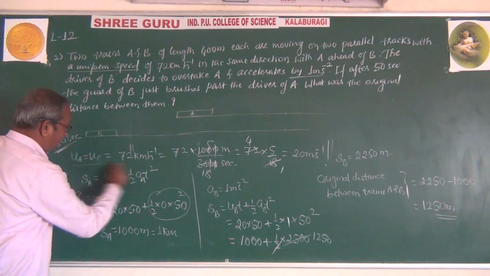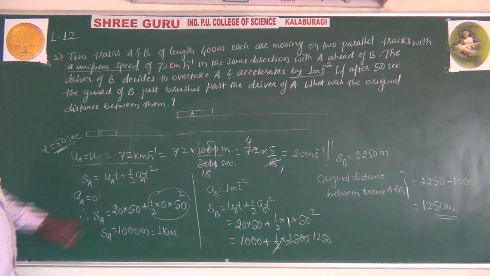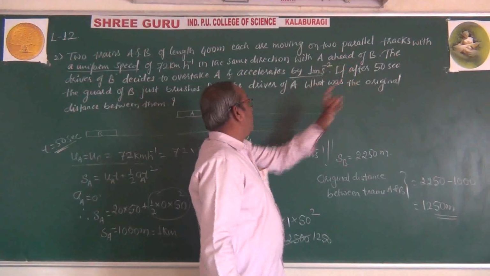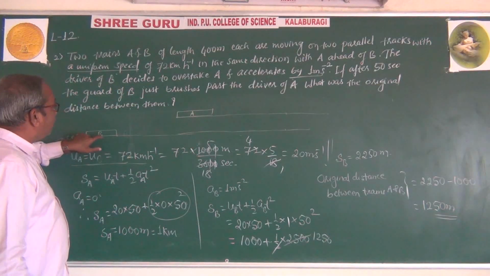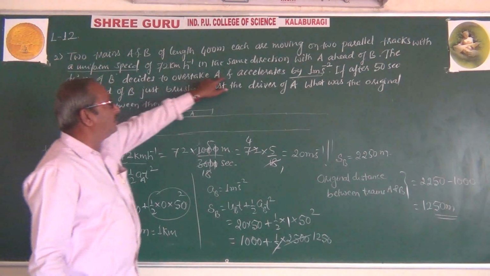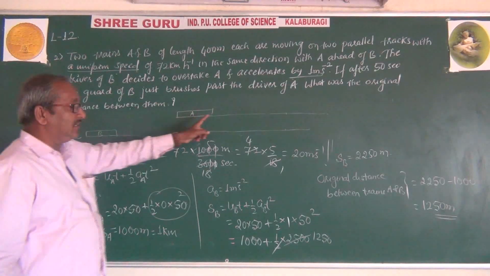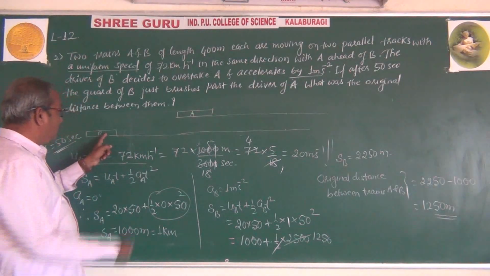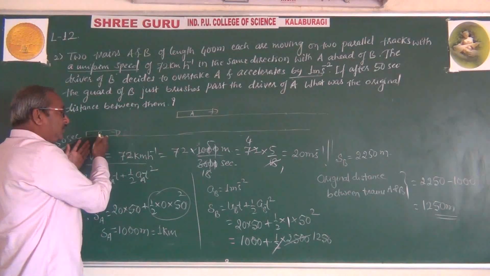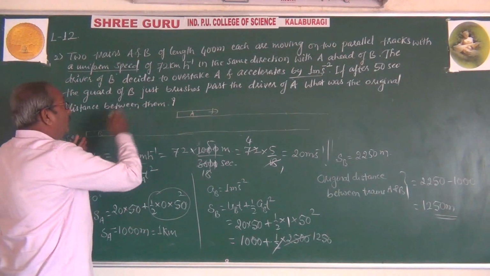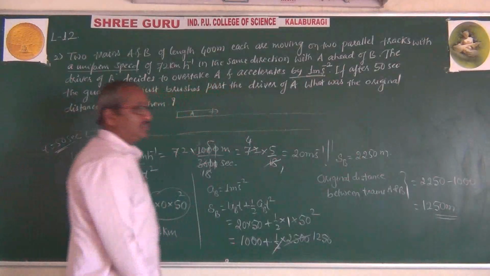Both are having the same speed, 72 kilometers per hour, in the same direction, with A ahead of B. The driver of B decides to overtake A. Whenever this is moving and this is also moving, both are on the parallel track. When he decides to overtake this one with some acceleration, the acceleration is 1 meter per second square.